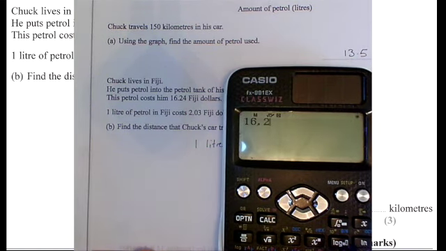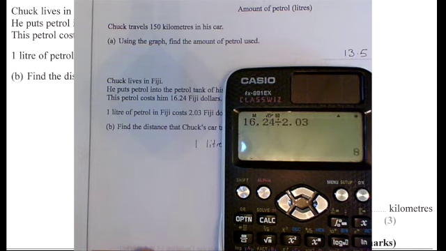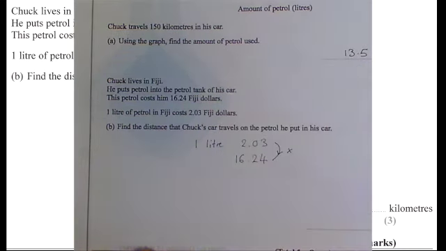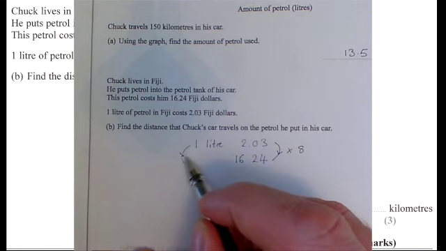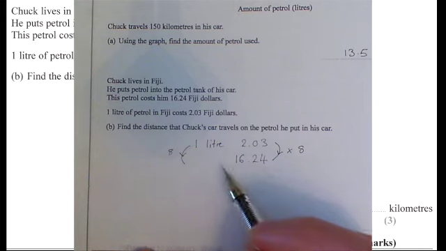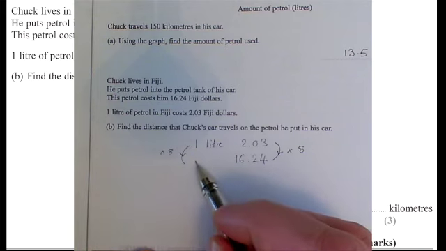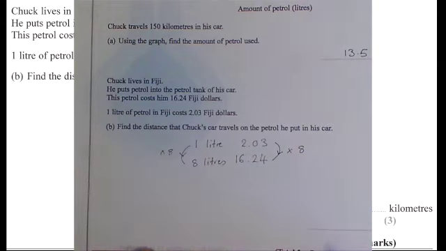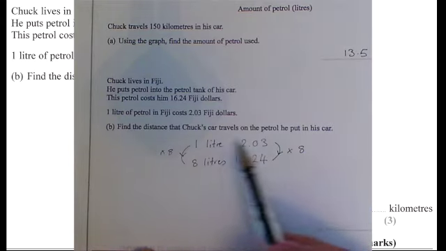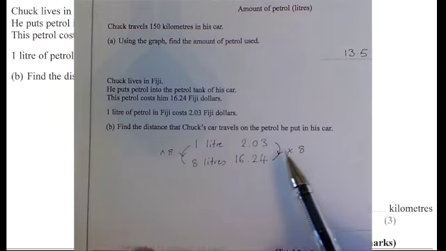Well, you can do your calculator, can't you? Divided by 2.03, it tells me I must multiply by 8. And of course, if I'm going to multiply this side of the ratio by 8, I must multiply the other side as well. So it looks like this Chuck bought 8 litres of petrol. And now that I know that, I can go up to my graph, go to the petrol, 8 litres of petrol part of my graph.